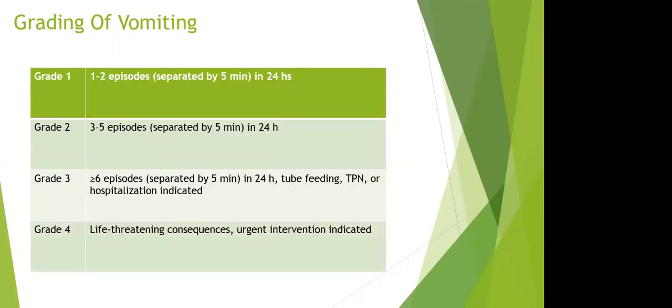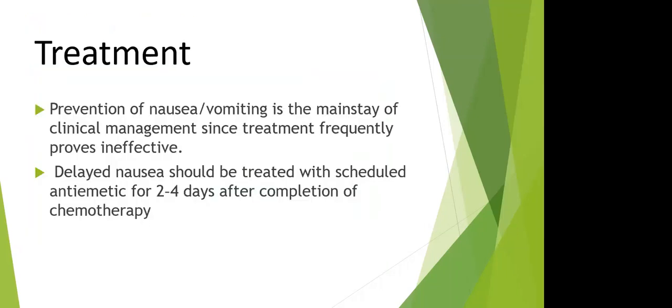Grade of vomiting. There are 4 grades of vomiting. Grade 1, 1 to 2 episodes in 24 hours. Grade 2 includes 3 to 5 episodes in 24 hours. Grade 3 is greater than 6 episodes, separated by 5 minutes, in 24 hours that require tube feeding, TPN, or hospitalization. And grade 4 is life-threatening, and urgent intervention is included in grade 4. Treatment of nausea and vomiting is, number 1, prevention, and after that, delayed nausea should be treated with scheduled anti-emetics for 2 to 4 days.